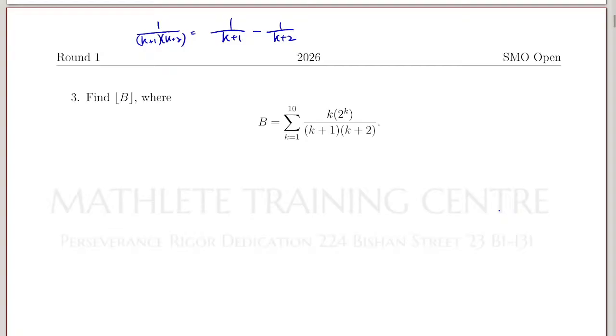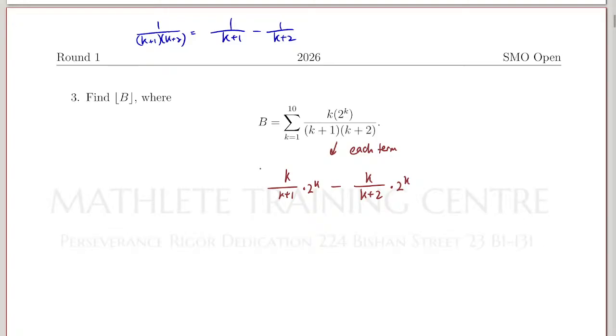So therefore, this whole thing can be written as, okay, maybe not the whole thing. Maybe let's just focus on each individual term. So each term can be written as k times 2 to the power k over k plus 1. In fact, I'm going to bring the 2 to the power k downwards. And then I also have a k over k plus 2 to the power k. It's a minus in between.